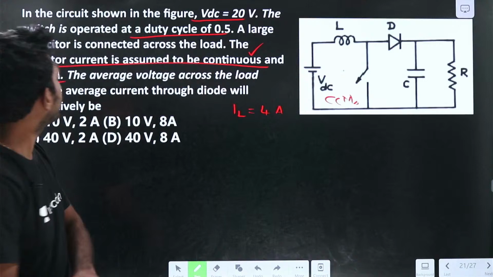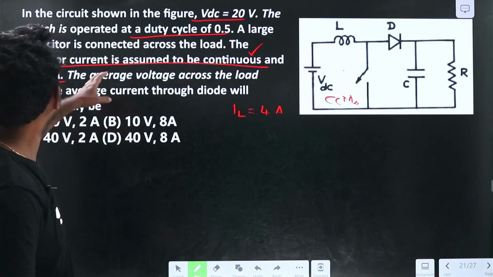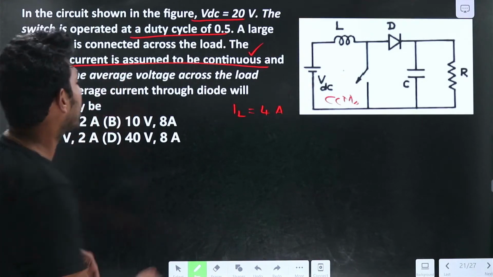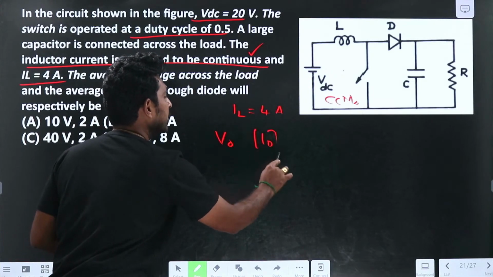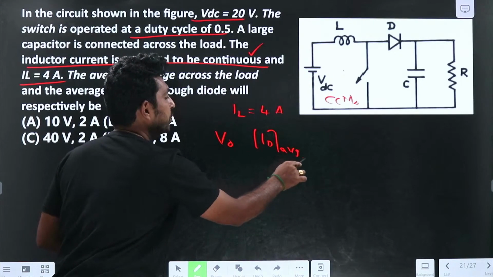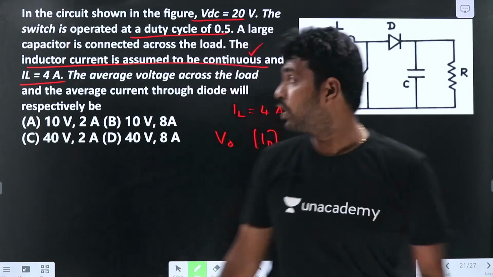Now what do we have to find here? We need to find the average voltage across the load, V0, as well as the ID average value. So this is the question they have given.